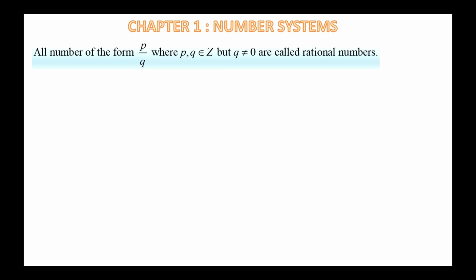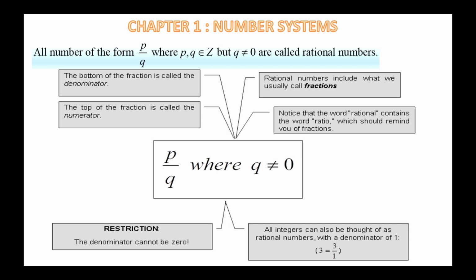All numbers of the form P over Q, where P, Q are elements of integers, but Q not equal 0, are called rational numbers. From the diagram given, the bottom of the fraction is called the denominator. The top of the fraction is called the numerator. Rational numbers include what we usually call fractions. Notice that the word rational contains the word ratio, which should remind you of fractions.